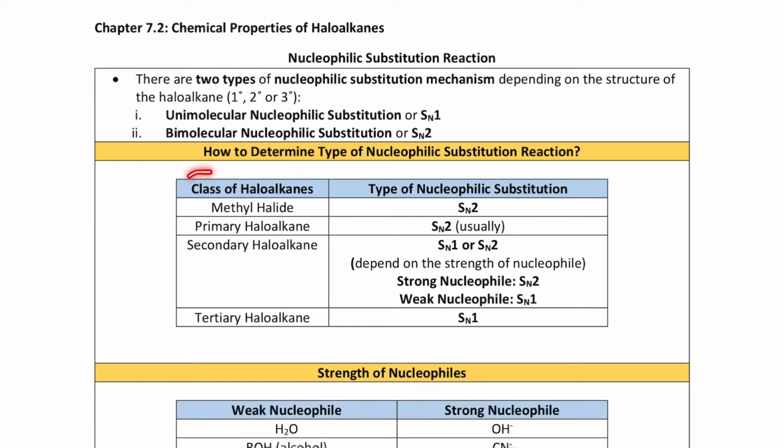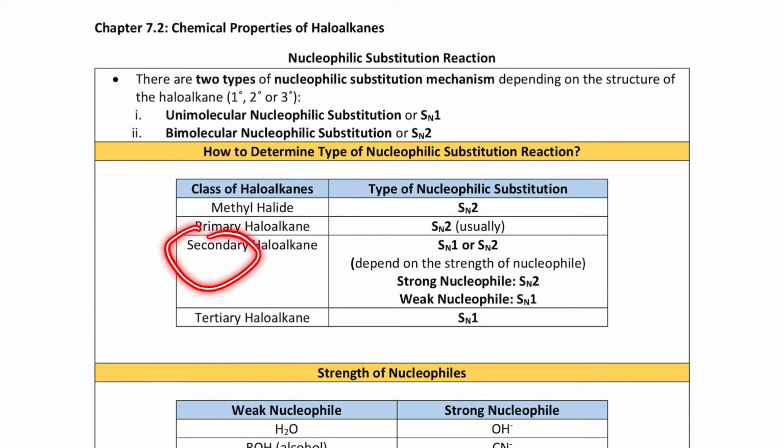Okay, so first you have to look at the class of haloalkane. So tak kisahlah apa reaction yang kamu dapat, tengok class of haloalkane. Class here mean dia methyl halide ke, dia primary haloalkane ke, secondary ke, tertiary. Okay, kalau dia methyl halide, type of nucleophilic substitution dia adalah SN2. Okay, so dia mesti SN2. And then for primary haloalkane, dia usually adalah SN2. Okay, usually that mean ada case di mana dia primary haloalkane tapi dia tak undergo SN2, dia akan undergo SN1. Okay, nanti hujung sekali baru saya akan ajar that one.